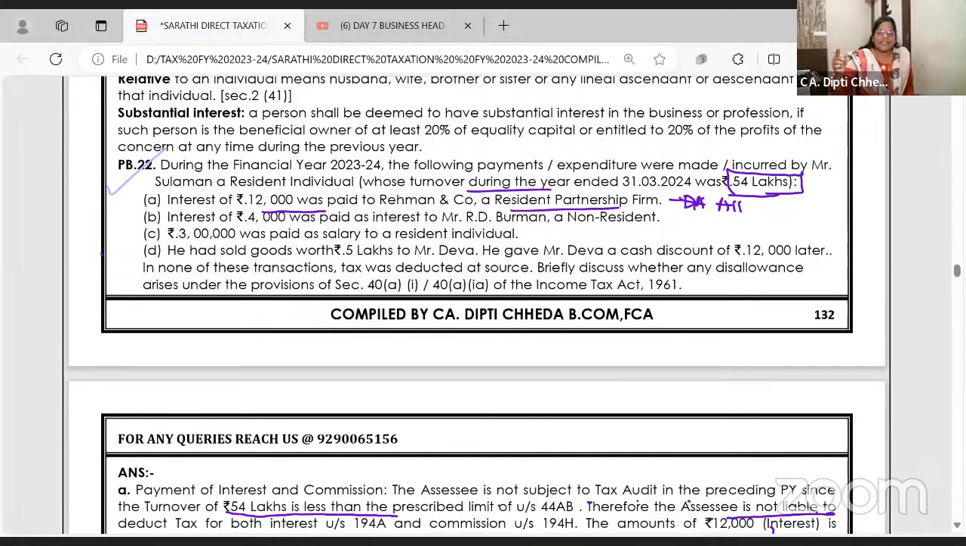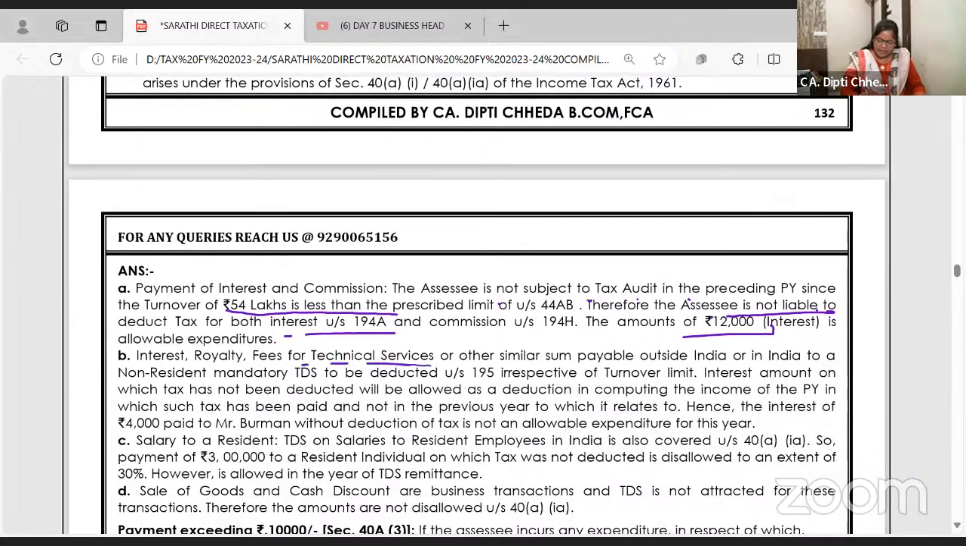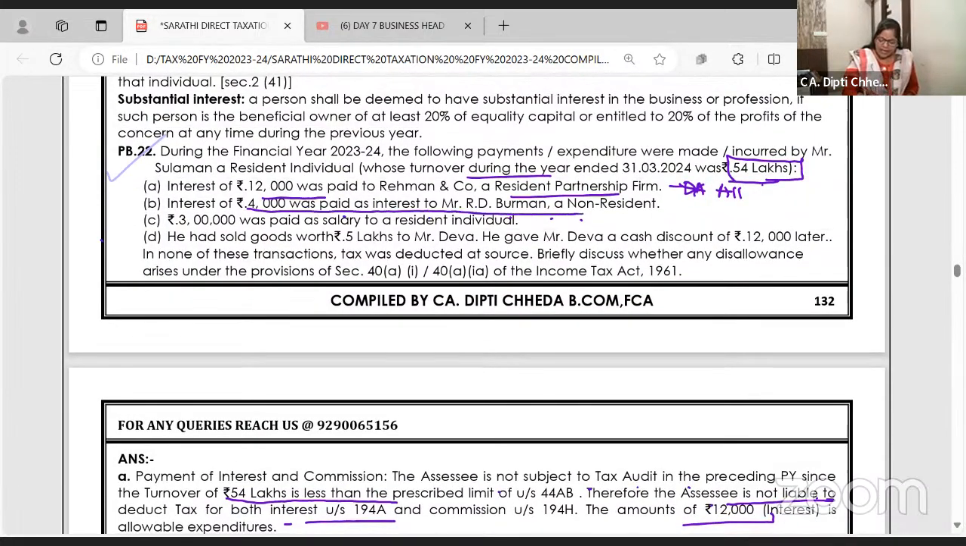You know, if your turnover exceeds 1 crore, you have to get your books audited. So he's having only 54 lakhs, so he's not supposed to deduct. Right? Okay. Next, interest of 4,000 was paid to RD Burman, a non-resident. Now, if you pay interest, royalty, or fees outside India, forget about your turnover, you have to deduct TDS under section 195, right? And this interest you have paid to an NRI without deducting TDS, it is disallowed, not allowed.